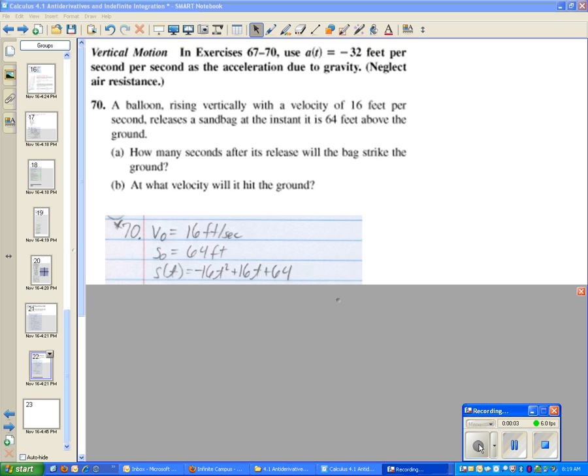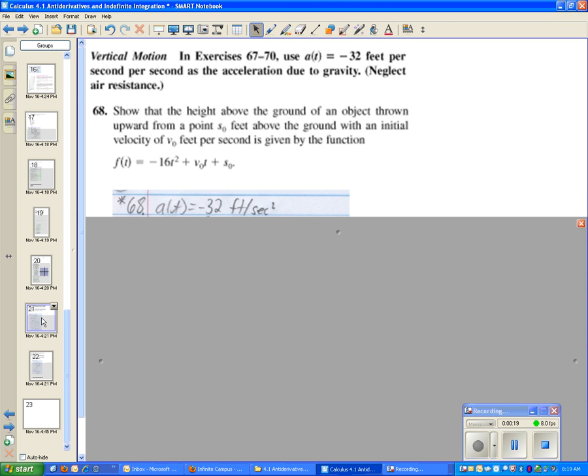Right, we're supposed to use a of t, that's acceleration as a function of time, equals negative 32 feet per second squared as the acceleration due to gravity. Now, yesterday they had us do this one, where we showed that if that's your acceleration due to gravity, in other words, you're measuring in feet and seconds, then this equation shows the height of the object. So we're going to use that.